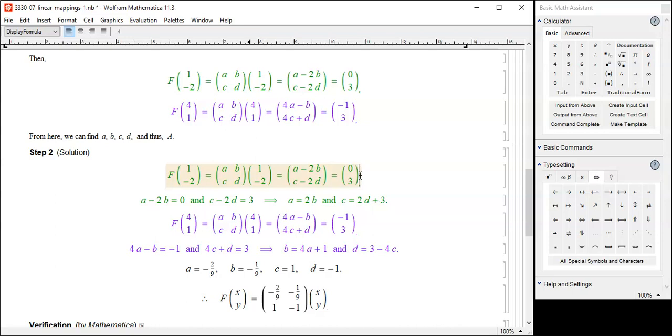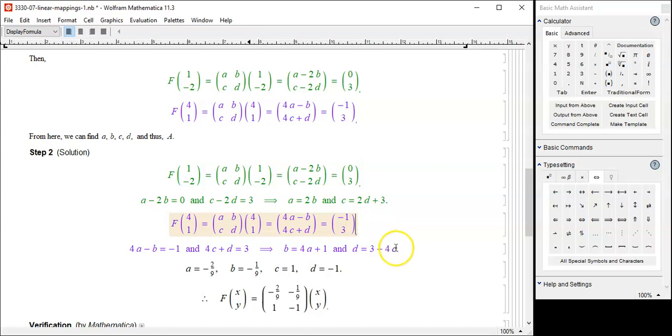But let's go ahead and do this. So set up the first and second line. What do you get? A minus 2B equals 0. I'm using the substitution method here. A is equal to 2B and C equals 2D plus 3. And then I'm going to plug those into the next equations here.